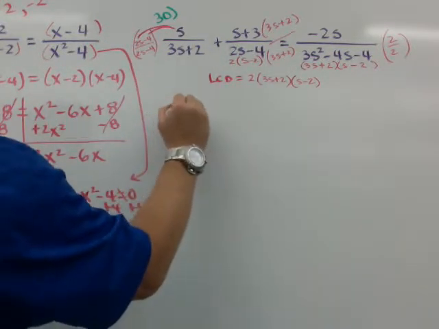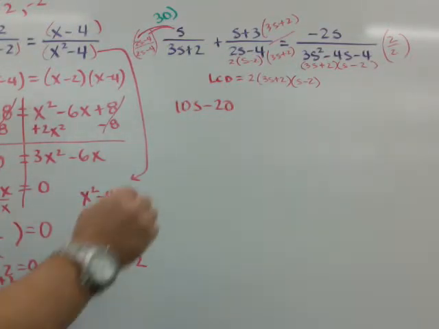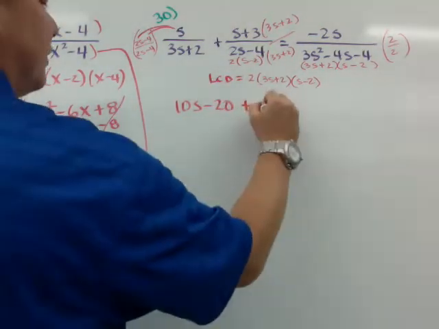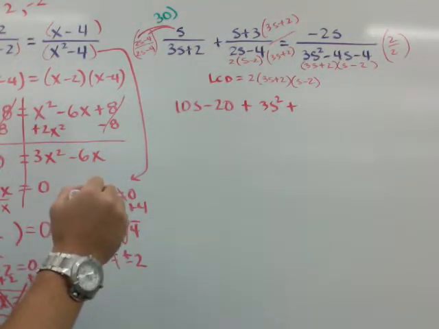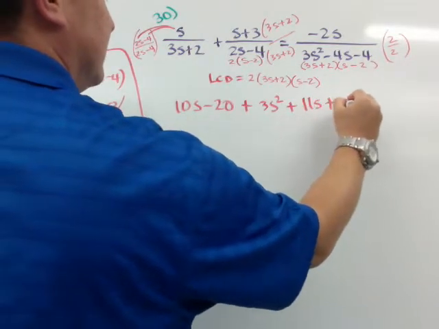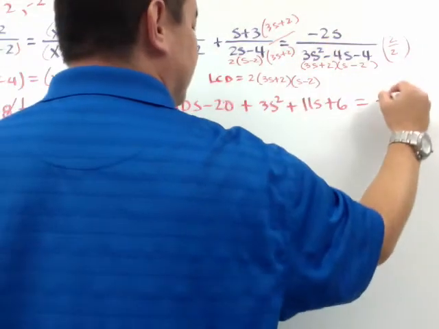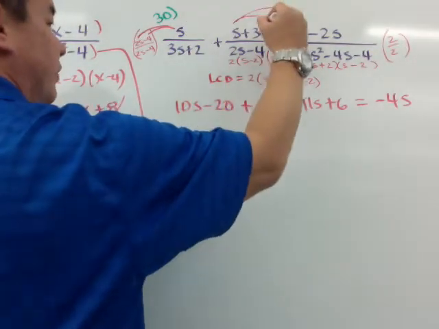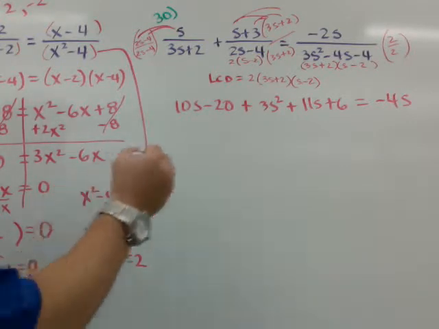So over here I would get 10s minus 20. Over here I need to FOIL. So I'm going to get plus 3s squared plus 2s minus 11s plus 6 is equal to negative 4s over here. Okay, so on this one I did the FOIL, and I just combined the O and the I in my head. Okay, now I need to combine my like terms.